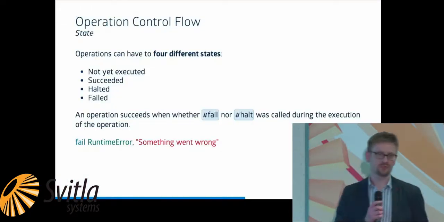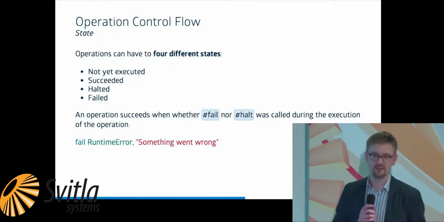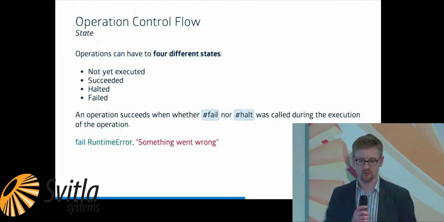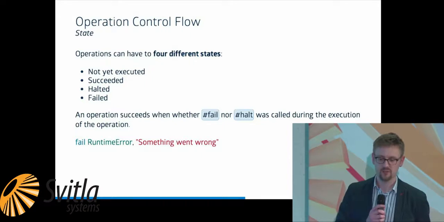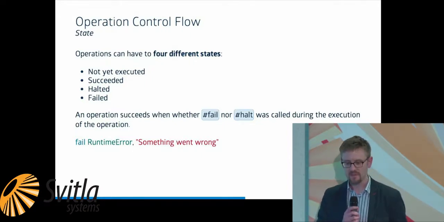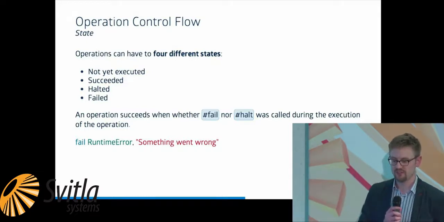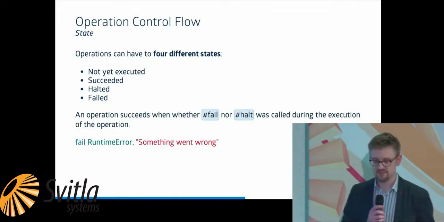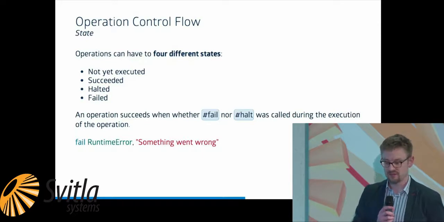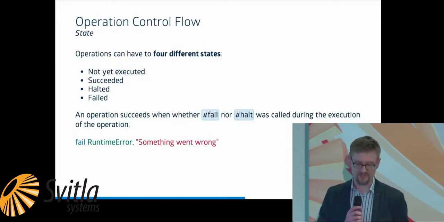An operation can have 4 different states. It can either be not executed yet, or once it was executed, it can either be in the state succeeded, halted, or failed. If you don't halt or fail during your operation execution, the operation is automatically going to be in the state succeeded. If you want to break at some point because something went wrong in your operation, you can simply call fail, which has the same interface as the raise method. So you can specify the type of exception you want to throw. You can provide a message, and you can also provide a stack trace if you want to.